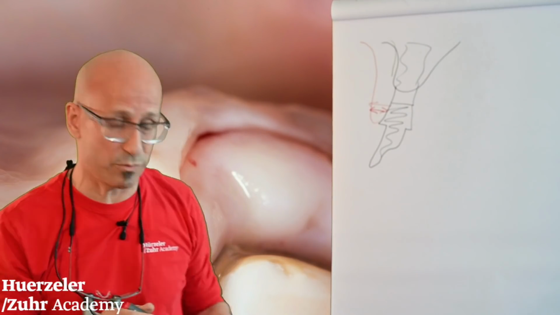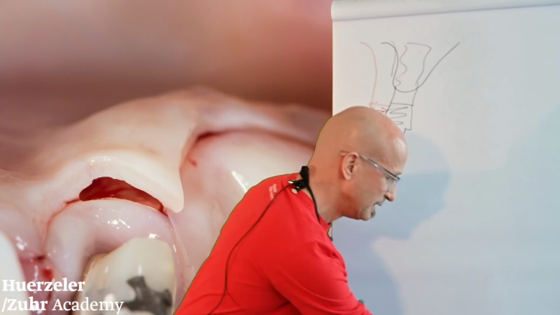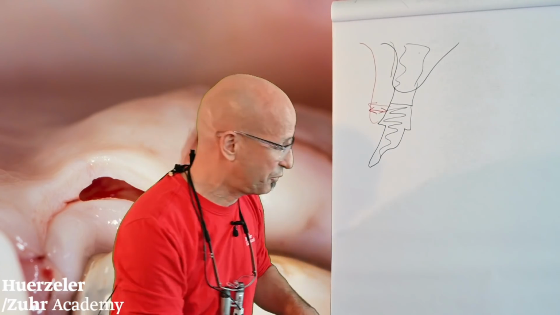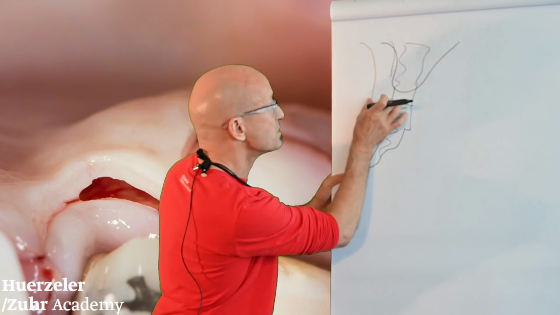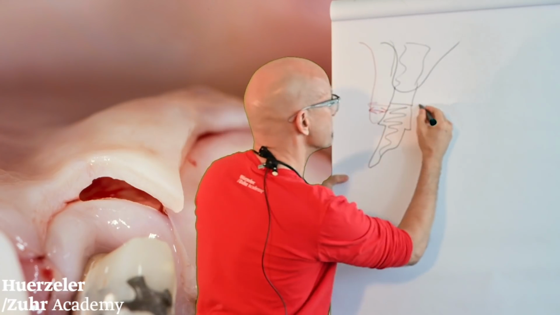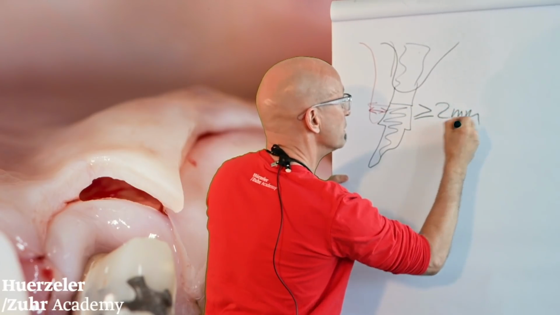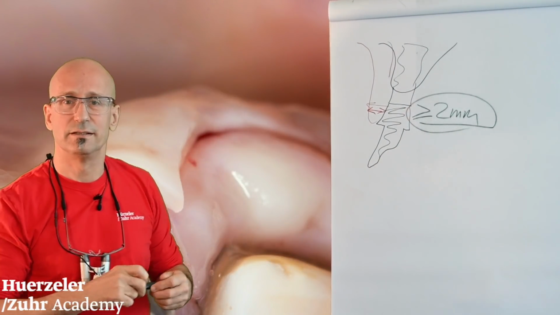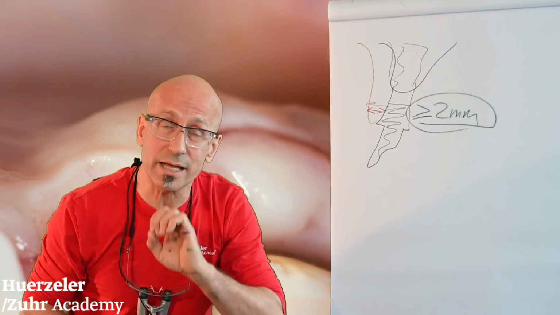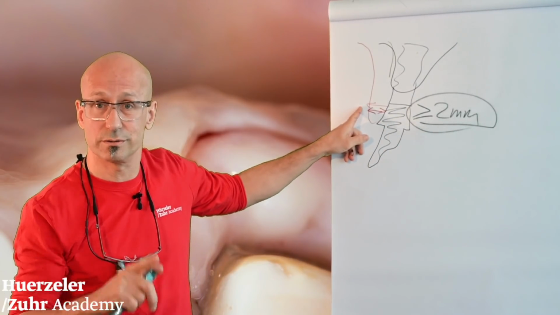This is a study which was done by a group in Zurich, by good friends of mine. They found out that if this flap, or this tissue, has a thickness of equal or more than 2 millimeters, then the titanium abutment is not shining through the tissue. You got it?